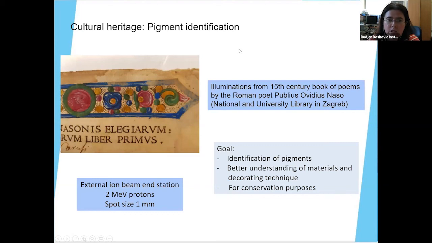So we had one illumination from a 15th century book of poems by the Roman poet that was given to us, borrowed from the National and University Library in Zagreb. The goal was to identify pigments used for illumination and to understand the materials and decorating technique, and of course for conservation purposes. So we used the same experimental setup as in the previous example with 2 MeV protons and a spot size of 1 millimeter. And we also performed the scanning of the sample around the area of the flower.